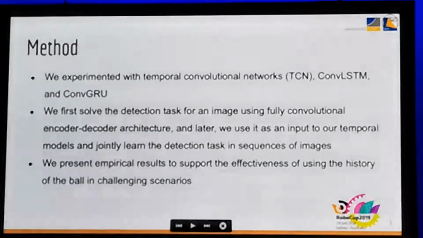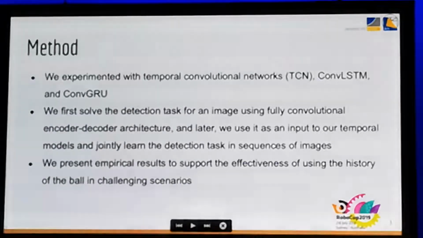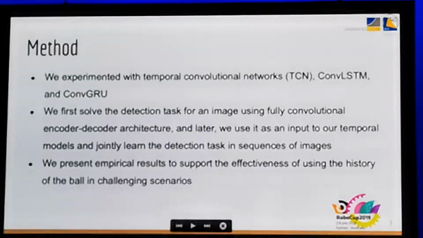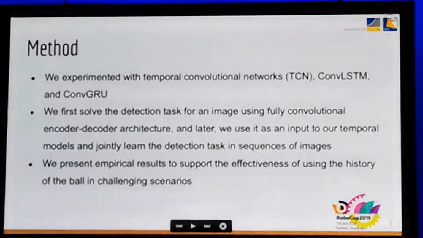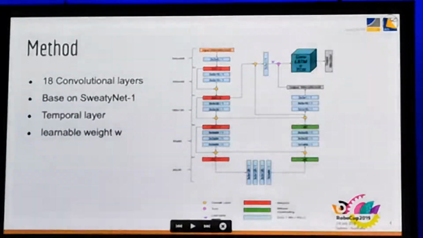We experimented with temporal convolutional network, TCN, ConvLSTM, and ConvGRU. We first solved the detection task on one image using a fully convolutional encoder-decoder architecture, and later we use it as an input to the temporal model and jointly learn them for the detection of the ball. We present our empirical results to support the effectiveness of our method using the history of the ball on challenging scenarios. So this is the overall picture of the architecture.